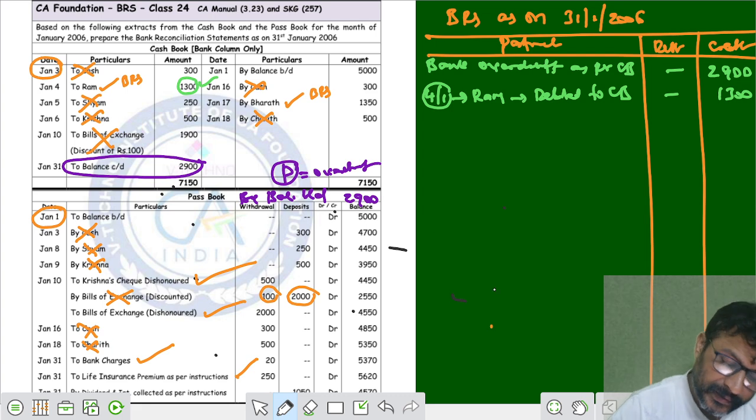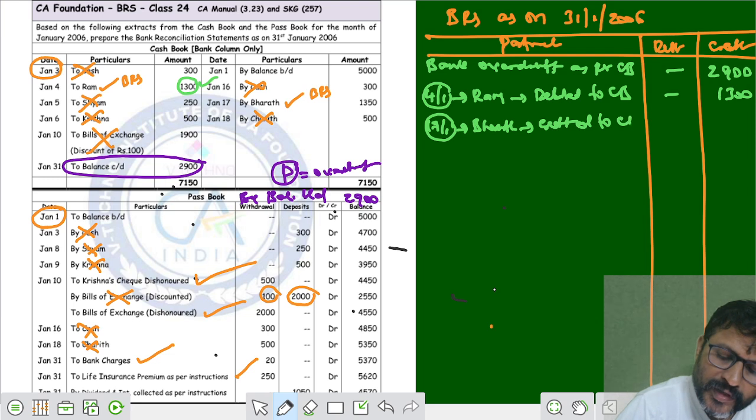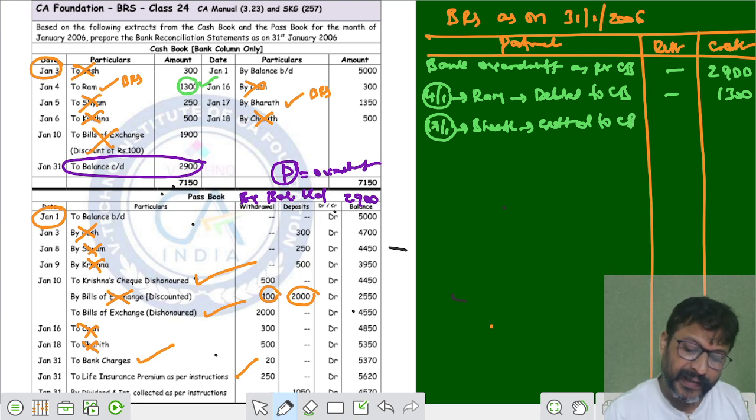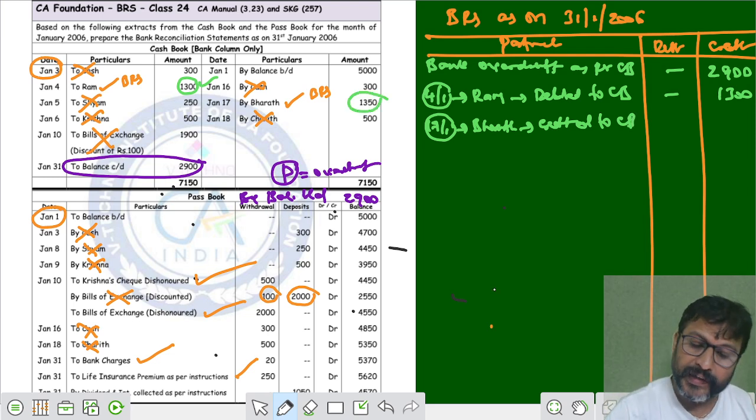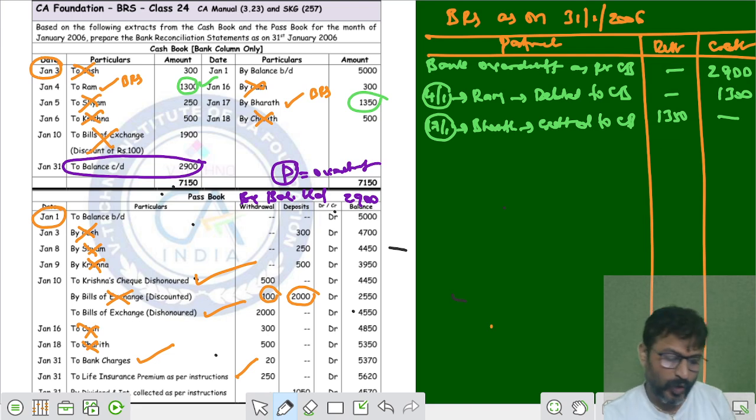Here we have a Bharat. Bharat is on what date? 17th January. Now I take Bharat. Is on what side? Credited to cash book. When Bharat is credited to cash book, where we have to record it? It is to be recorded on the debit side. Put the dash. I hope you got it right.